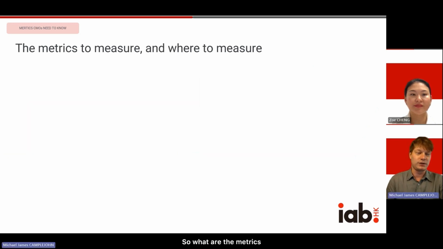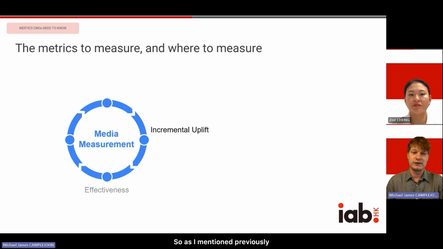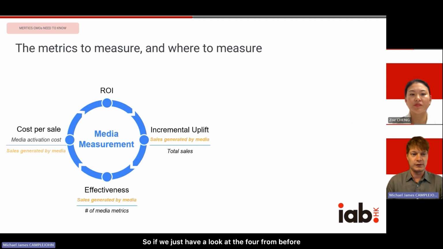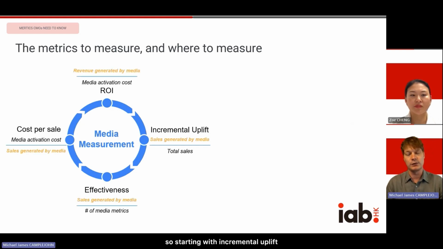So what are the metrics? These are the metrics to measure, and we want to understand how we can measure them as well. As I mentioned previously, for a couple of these media measurement metrics, we want to look at the equation of how we actually derive each of them. If we have a look at the four from before, starting with incremental uplift, what we're really trying to understand is the number of sales generated by a specific given media channel, and if we divide that by total sales, we get the percentage of incremental uplift.